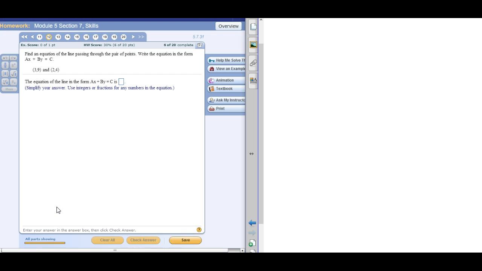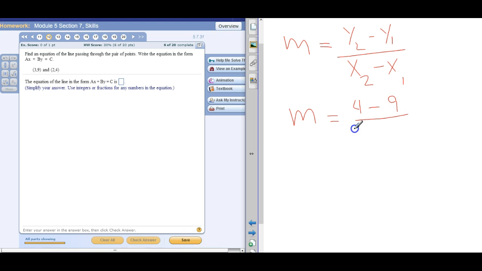All right, what if they give me 2 points with no slope? Well, you can do one of 2 things here. You can find the slope using the slope formula. All right, m equals y2 minus y1 over x2 minus x1, and then just plug in. So y2, the second y coordinate, is 4, minus the first y coordinate, which was 9, over x2, the second x coordinate, was 2, minus the first x coordinate, which was 3, and then we subtract. So 4 minus 9 is negative 5, 2 minus 3 is negative 1, and then negative divided by negative is a positive 5.